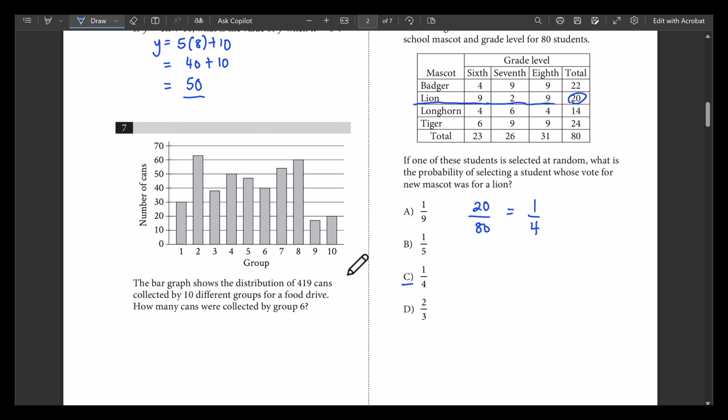Number 7, the bar graph shows the distribution of 419 cans collected by 10 different groups for a food drive. How many cans were collected by group 6? This is where group 6 is. So we come right here and we can see that group 6 collected 40 cans.